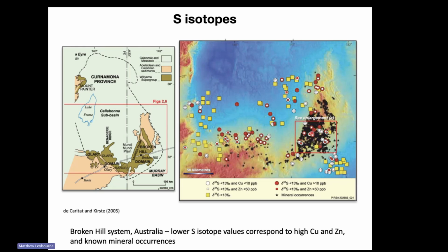And so what do we see? The red symbols refer to higher copper and higher zinc concentrations and relatively light sulfur isotopes. The yellow symbols are low copper, low zinc, and relatively heavy, or more like ocean water, sulfur isotopes. And so close to the mineral occurrences, the groundwater sulfur isotope compositions are more like the deposit values and coincident with high metal values.